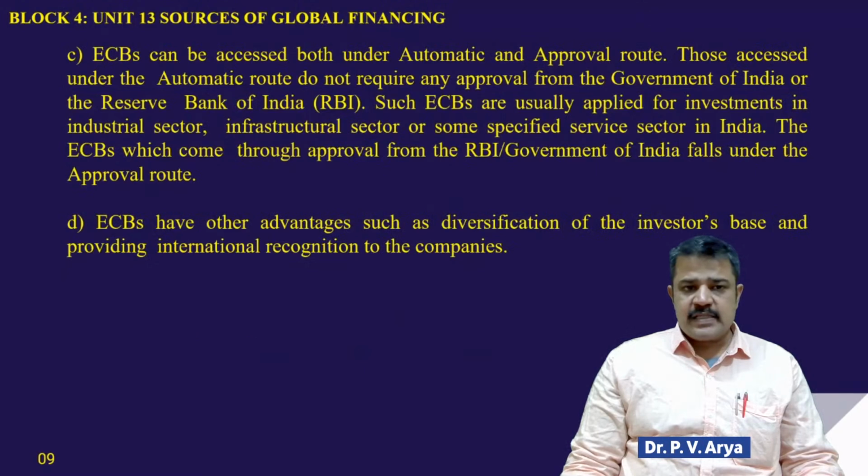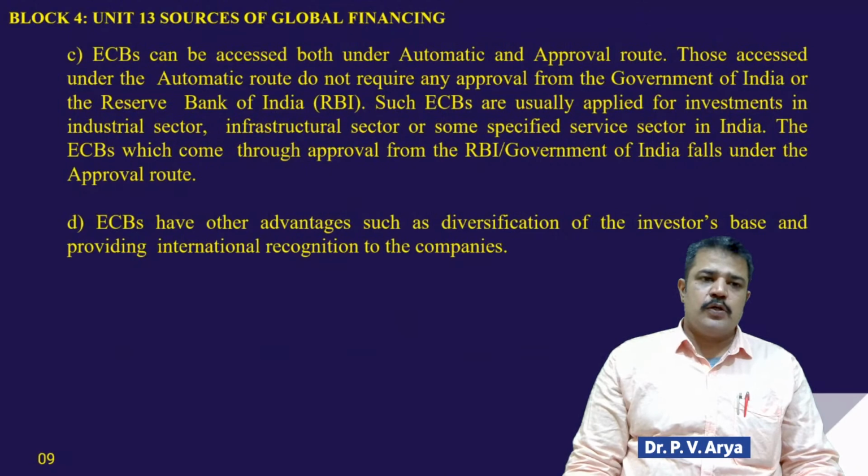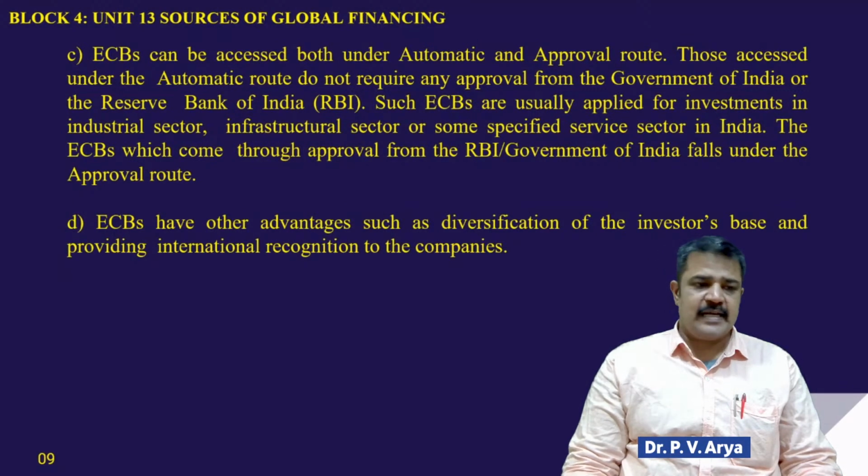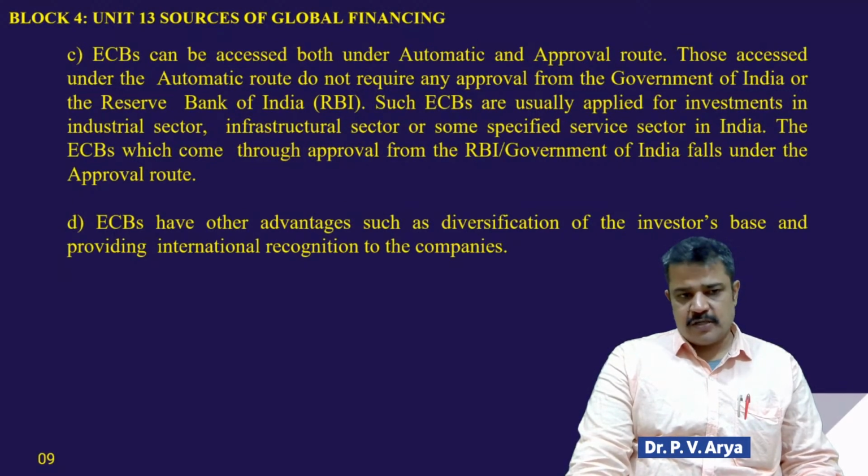They can be accessed under both automatic and approval routes. Those accessed under the automatic route do not require any approval from the Government of India or RBI. Such ECBs are usually applied for investments in the industrial sector, infrastructure sector, or some specified service sector in India. As far as the approval route is concerned, it requires certain specific criteria as well. ECBs have other advantages such as diversification of the investor base and providing international recognition to the company.